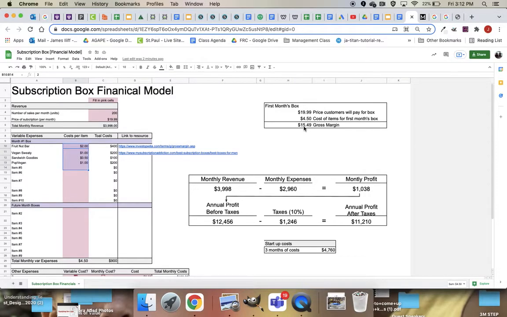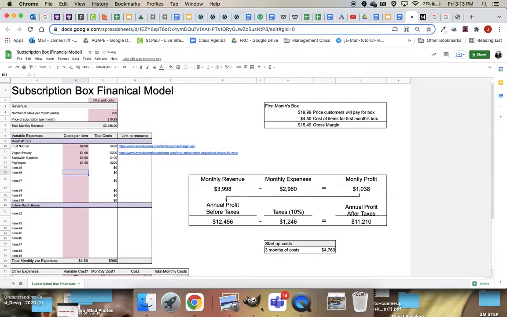So that is a gross margin. It's not profit yet, but it's close to profit of $15.49 per box. You can imagine if I came in here and I found an item that was really good, but it was $16 per item. All of a sudden, now I'm negative in my gross margin. That means I'm spending more than I'm charging my customer. Uh-oh, that's not good for the business because you're going to end up with negative profit. You're going to be losing money if that's the case.